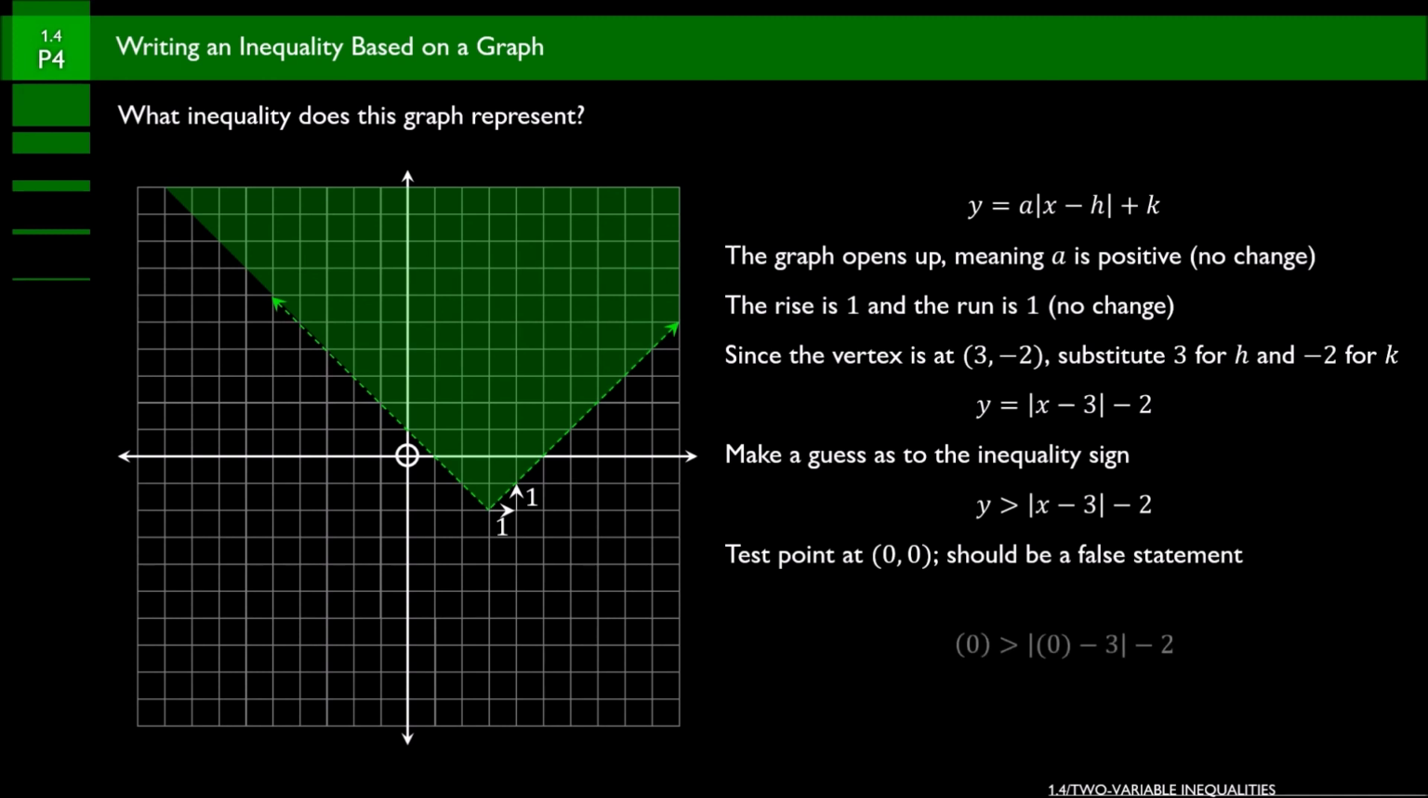So we plug in 0, 0. So 0 is greater than the absolute value of 0 minus 3 minus 2. We get 0 is greater than the absolute value of negative 3 minus 2. 0 is greater than 3 minus 2, and then 0 is greater than 1. This is a false statement, which means that the inequality that we came up with is the correct inequality.